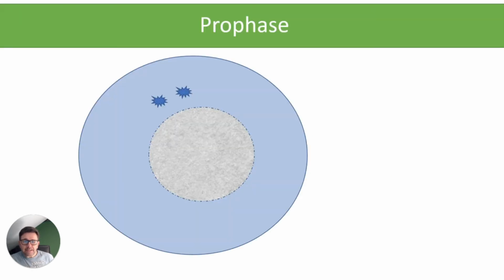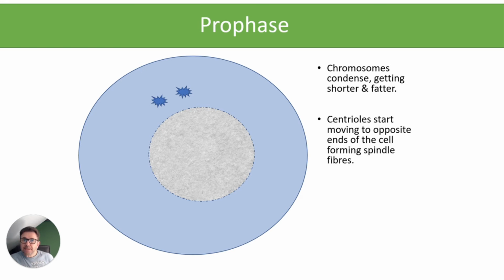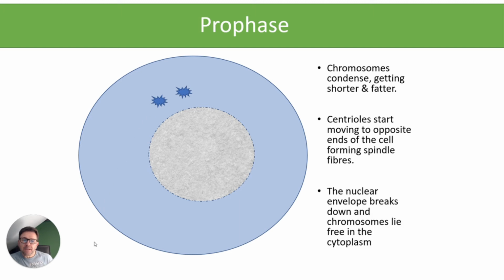Now in prophase, the chromosomes condense and get shorter and fatter. The centrioles, the blue starry things here, start to move to opposite ends of the cell, forming spindle fibers. The nuclear envelope breaks down and the chromosomes lie free in the cytoplasm. You can see by the dotted line around the nucleus that the nuclear membrane is starting to break down.